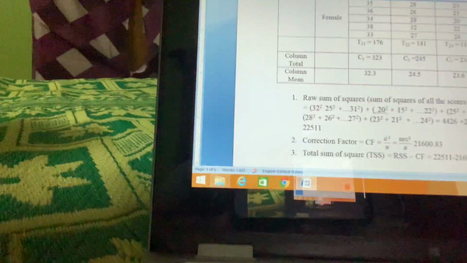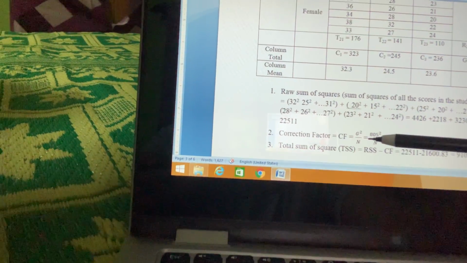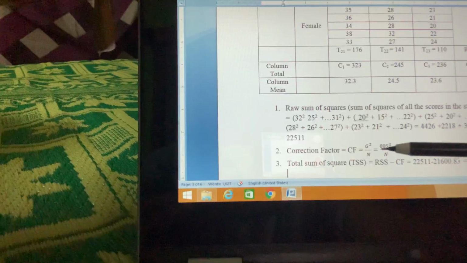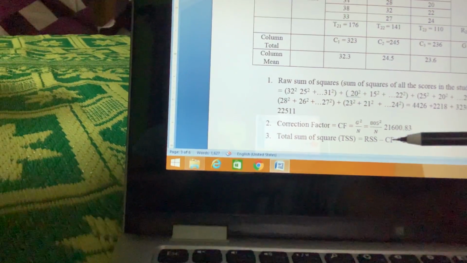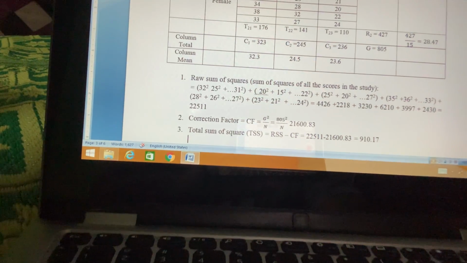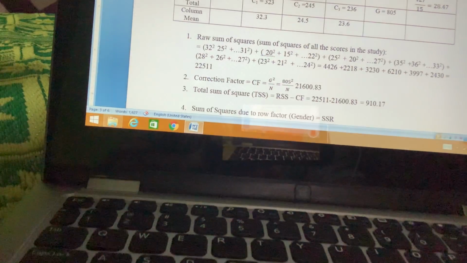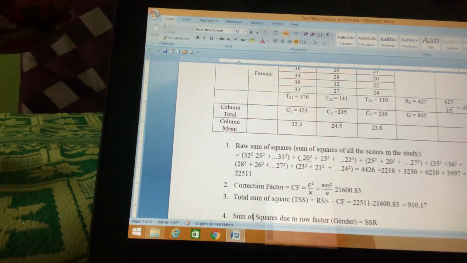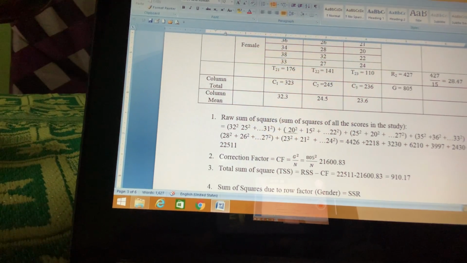Then you have to find out the correction factor first. Here I made it second. You can calculate this second also or first also, right. Now correction factor is grand total divided by n. Okay. Grand total square divided by n. So, 108 square by n. Then raw sum of scores, it is same like one way ANOVA, right? Then is total sum of square. Total sum of square is same as one way ANOVA. Okay, so as in one way ANOVA, TSS is RSS minus CF, it is same.